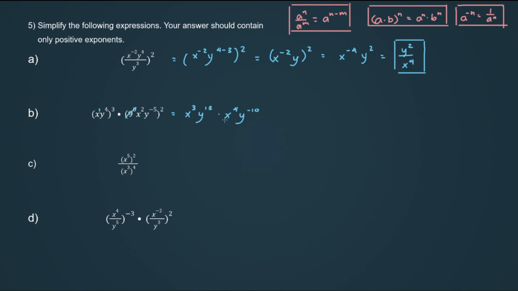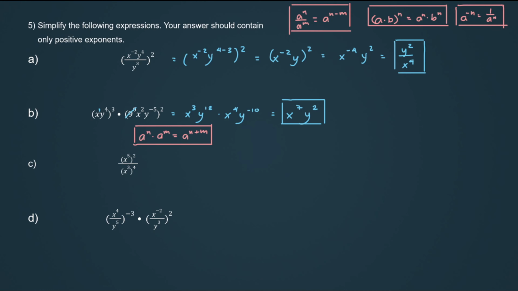But anyway, we now have x cubed y to the 12 times x to the 4 y to the minus 10. So we're going to use this law of exponents: a to the n times a to the m is equal to a to the n plus m. If we have the same base being multiplied together, you can just add the exponents. Here we have x and x, so we can add their exponents. 3 plus 4 is 7, and 12 plus minus 10 is 2. And that's the answer for question 5b.